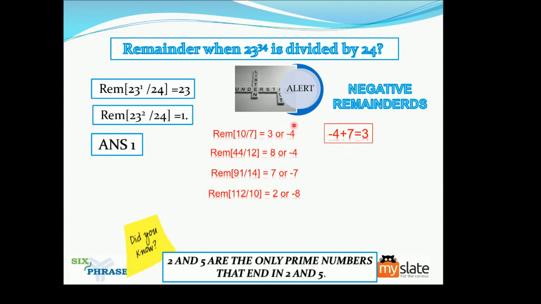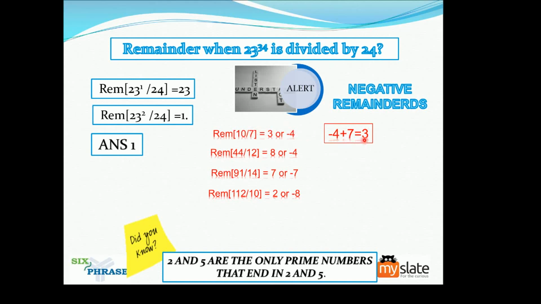Usually when we get a negative remainder, what people do is they change it into a positive remainder at that instant. The way you change a negative remainder into a positive remainder is very simple. Take this number, add the divisor to this. Minus 4 plus 7, you will get 3. So you can see minus 4 has changed into 3.